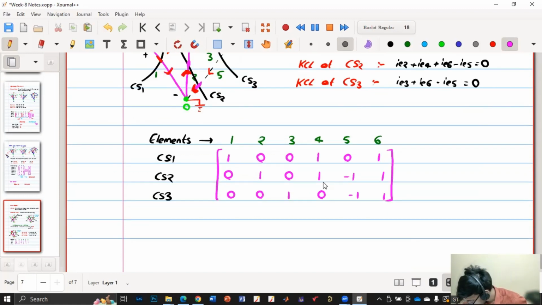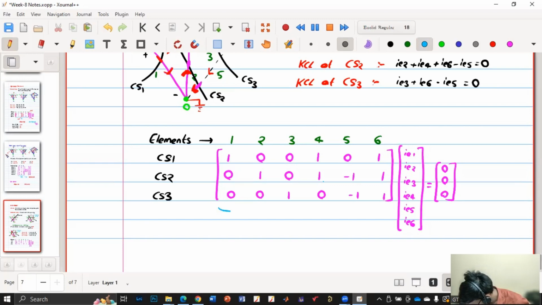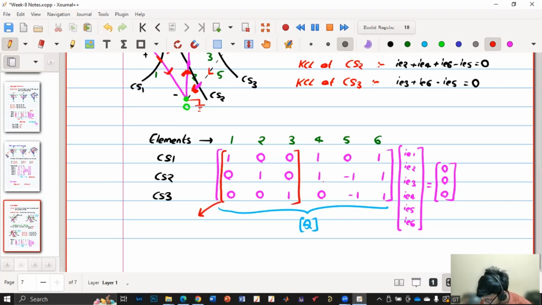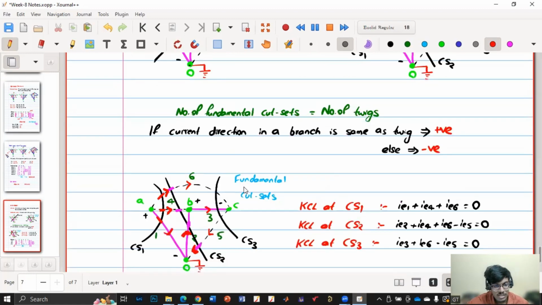The entire thing multiplied by IE1, IE2, IE3, IE4, IE5, IE6 is equal to 0, 0, 0. Now, this matrix is called the Q matrix. If you look inside the Q matrix, we have an identity matrix here. The size of the identity matrix will be twigs cross twigs, because the number of cut sets is equal to the number of twigs, right?